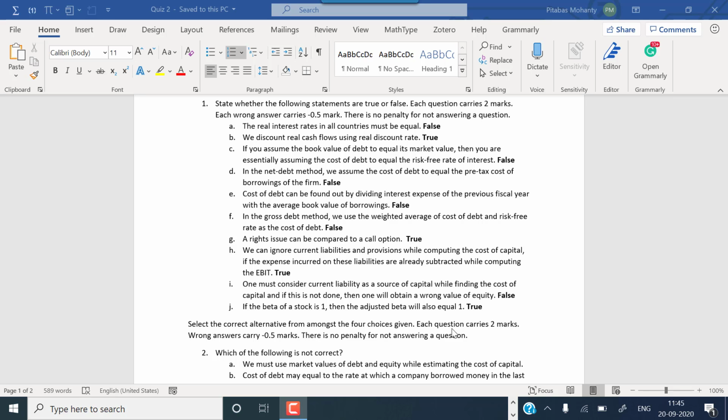If you assume the book value of debt to equal the market value of debt, then you're essentially assuming the cost of debt to equal the risk-free rate. No, you are assuming the cost of debt to equal the coupon rate, which will not be equal to the risk-free rate. So that's false.